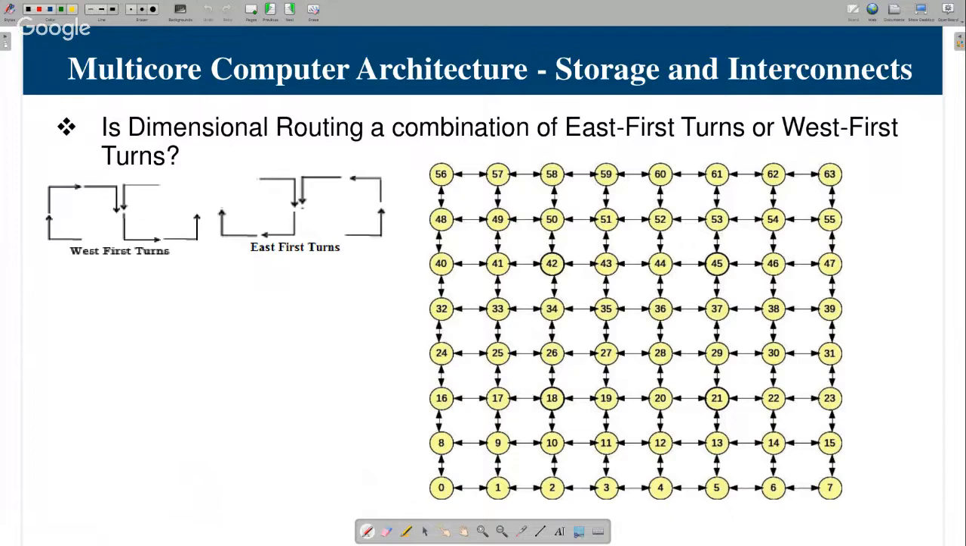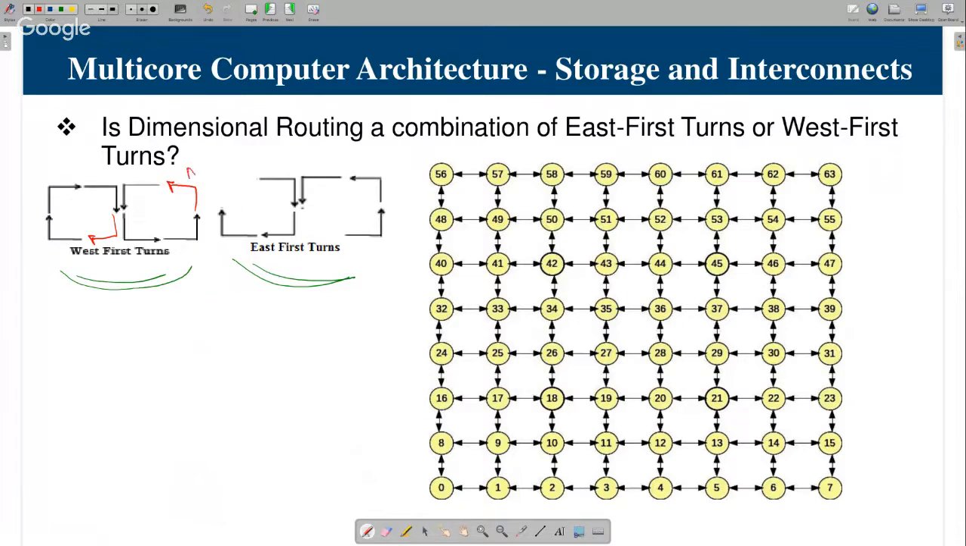We move on to another question asked in network on chip. Is dimension order routing a combination of east first turns and west first turns? What you see in the slide is an 8x8 mesh network, and I have captured the west first and east first turns. In the case of west first turns, which two arrows are missing? I will draw them in red. This arrow is not there, and this arrow is also not there. One is the northeast transition, the other is the southeast transition. These are prohibited.